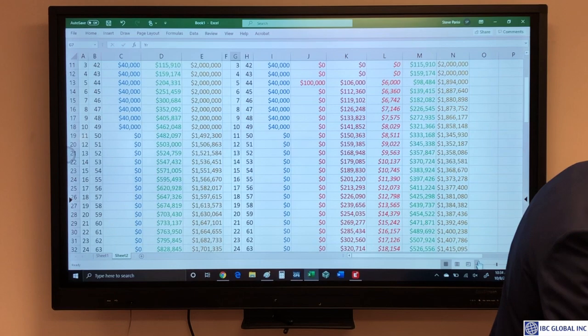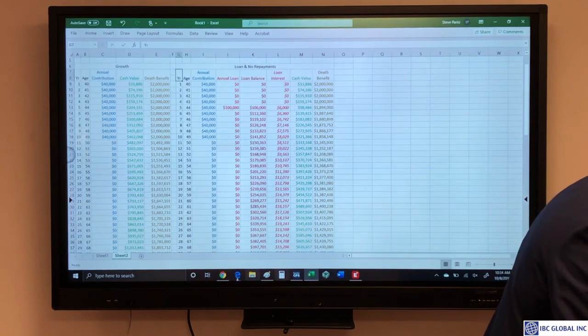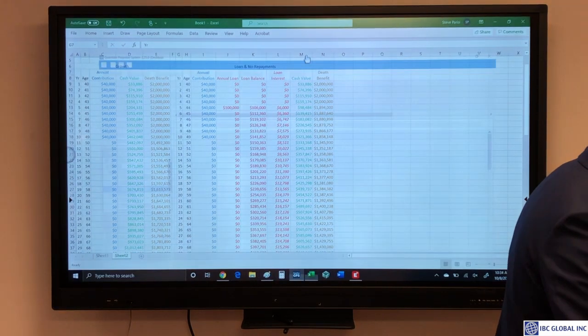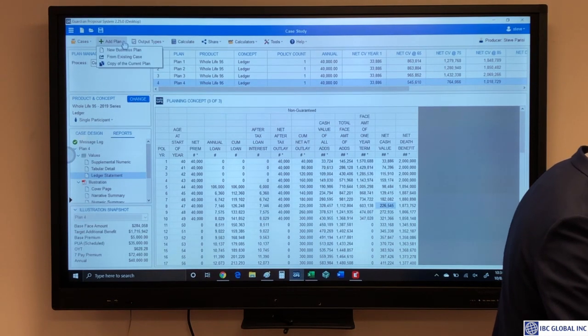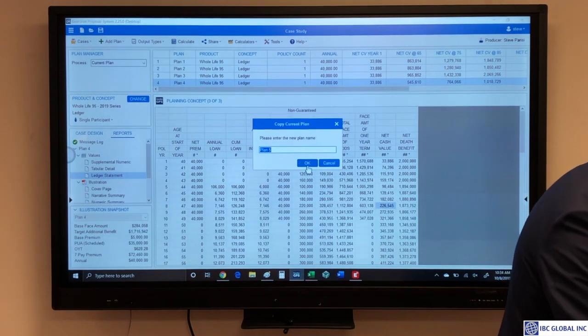What we're going to do, prepare that just to copy side by side. We're going to go into our design software. Let's copy the one we just created.